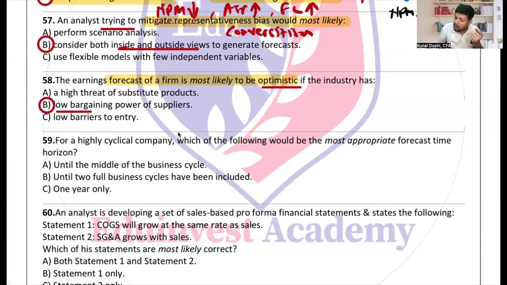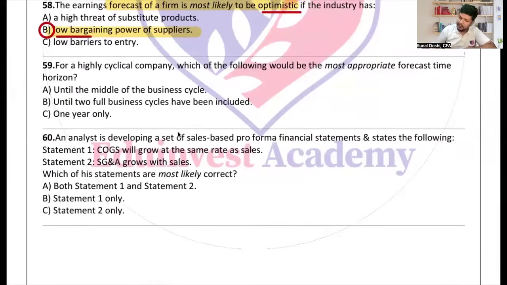So when will the profitability be higher? When the bargaining power of suppliers or buyers is low, when the threat of substitute is less, there are not enough substitutes, the entry barriers are difficult, right? All of these will make my profitability stronger. Got it?